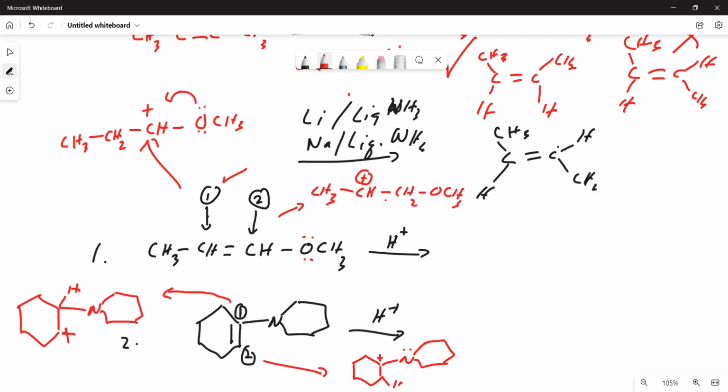Okay? Now, in the second example, where are you going to attach the electrophile? Okay? At carbon number 2. Okay? Why at number 2? Because the lone pair of nitrogen can stabilize the carbonium. Whereas here, it cannot be stabilized. Okay? So there.